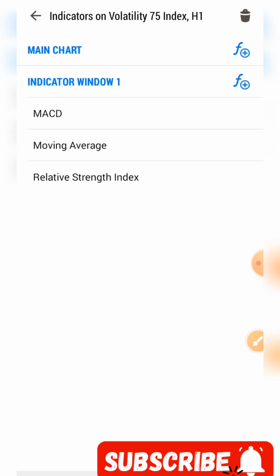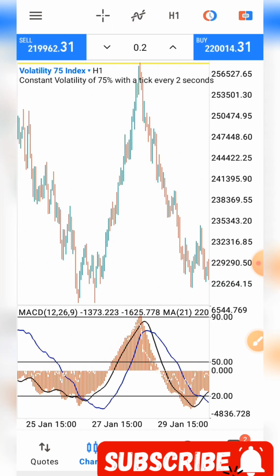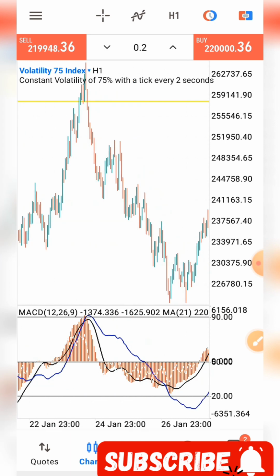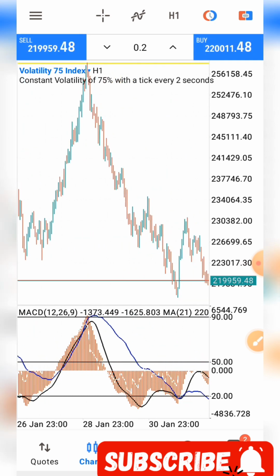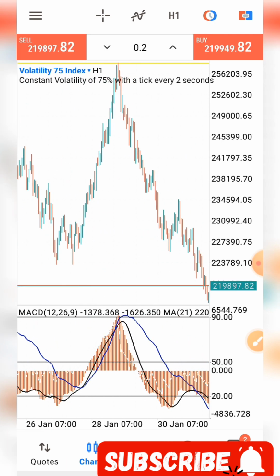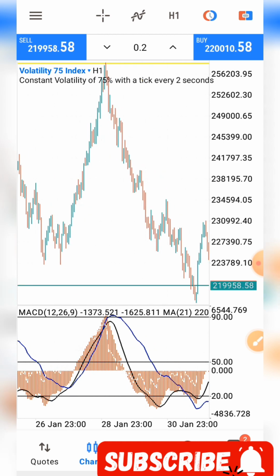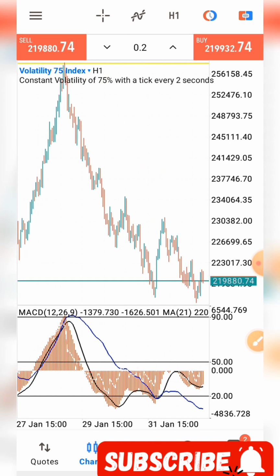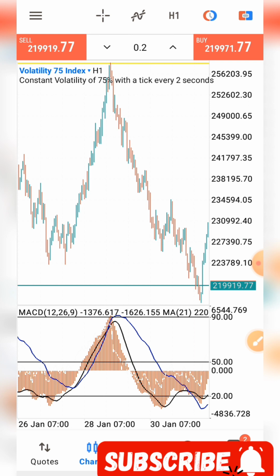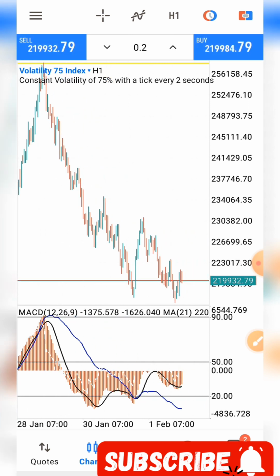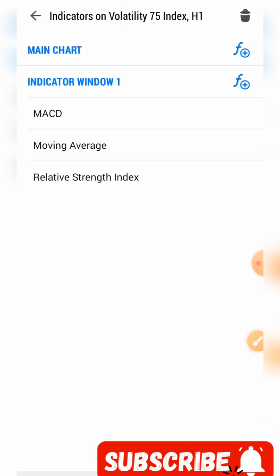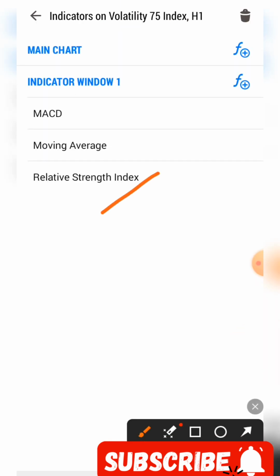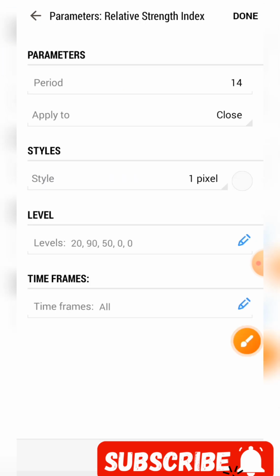So I press done. Now can you see? That 90 is where the thing touched. So this one touched at this place. I will show you everything you need to know on this one. So I'm going to go back to the same place. This time I'm touching this very relative strength index to put it in order.